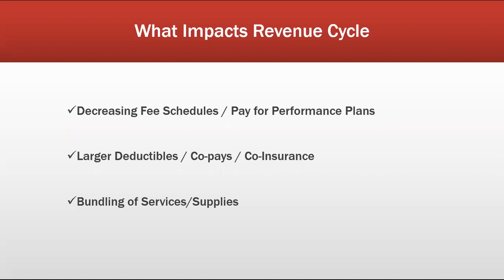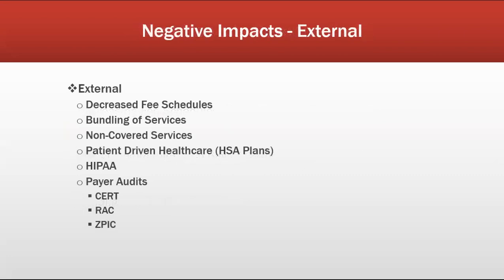You've got a lot of carriers starting to bundle services and supplies together. Again, you need to know this information. So these are things that are having impacts on your revenue cycle, and I'm sure you can sit here and name a dozen other things. But let's look at some things that are negatively impacting that are external, that you have no control over. This is what's happening. You've got your decreased fee schedules. Every year we watch as the fee schedules decrease.